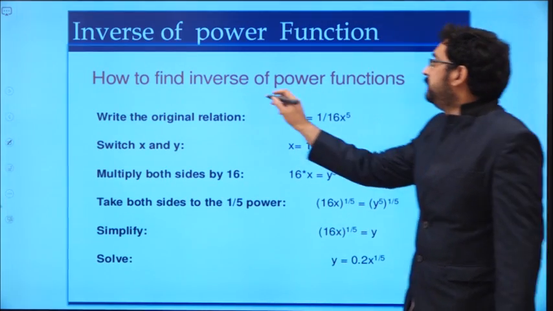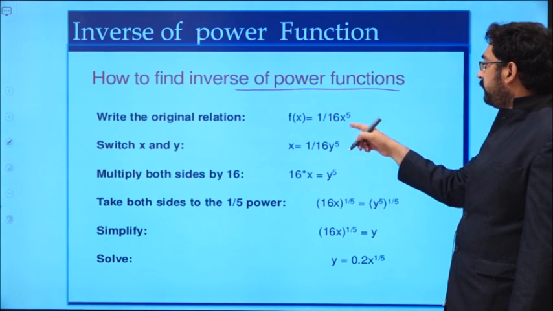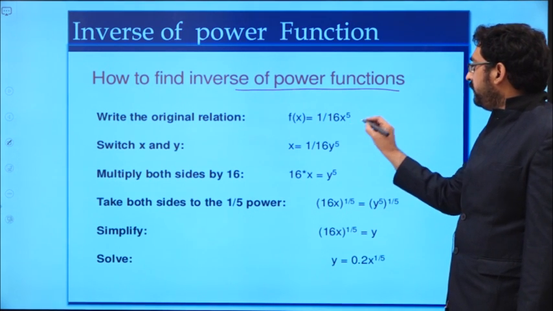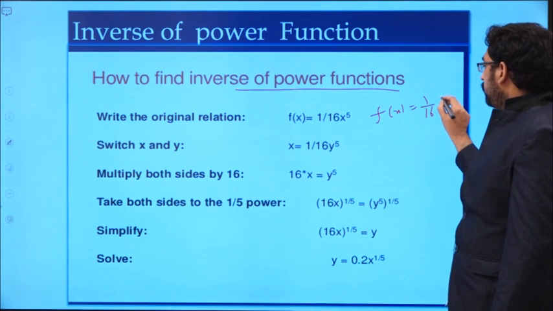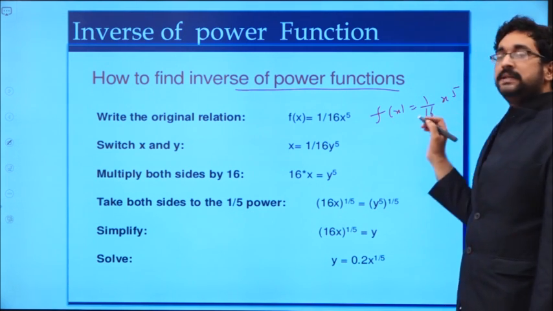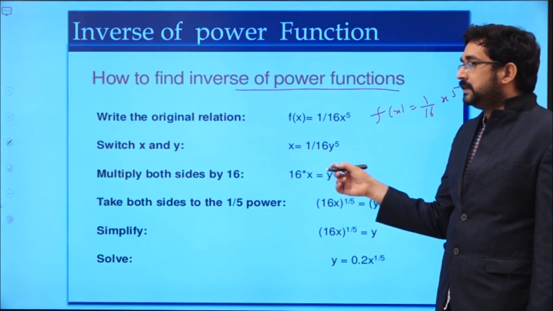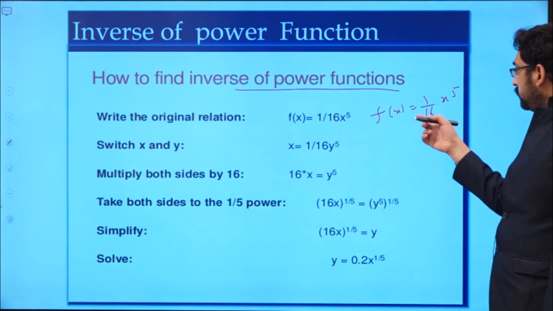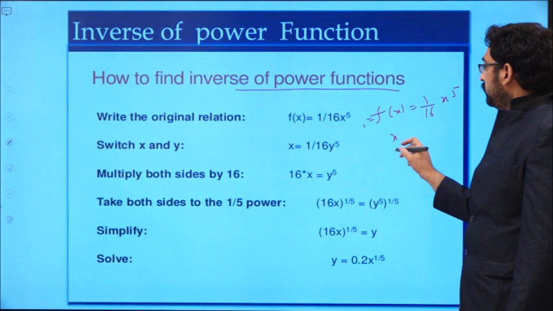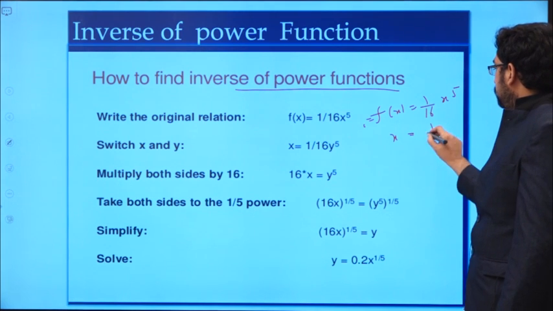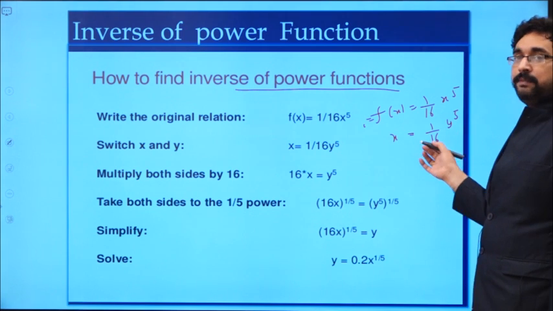Next, for finding the inverse of power functions. For example, here f of x is given like this: f of x equals 1 by 16 into x power 5. This is given. For this function, you have to find the inverse. Same process. Interchange x and y. So f of x is nothing but y. So this is nothing but x equals 1 by 16 into y power 5. Cross multiply on both sides.